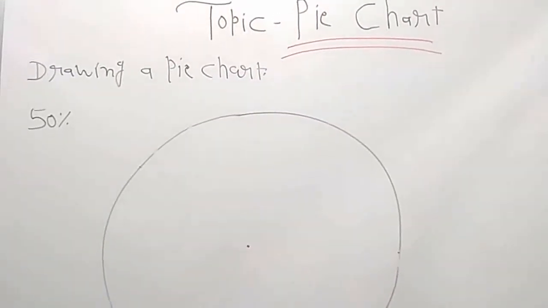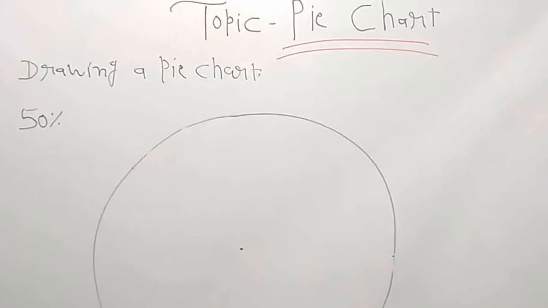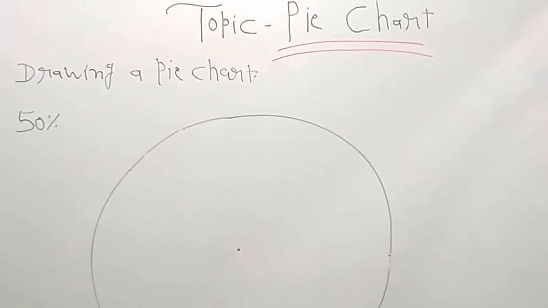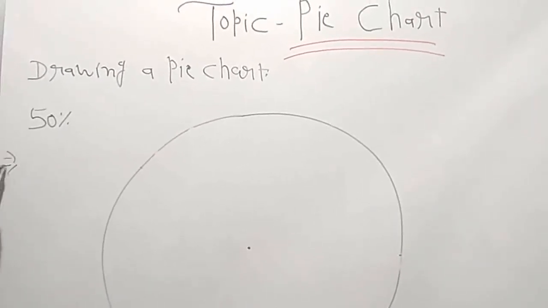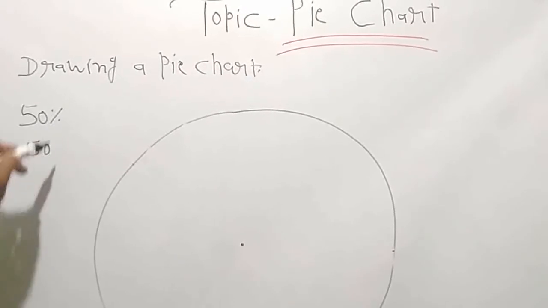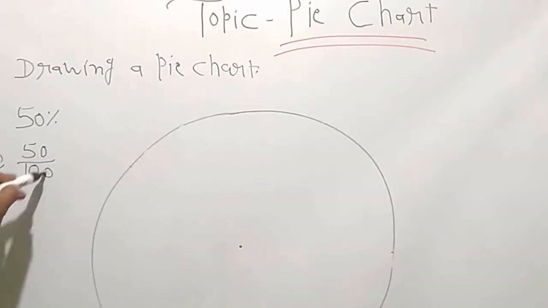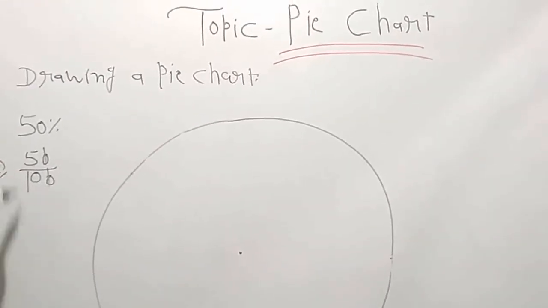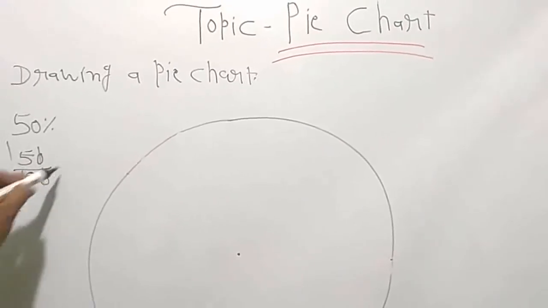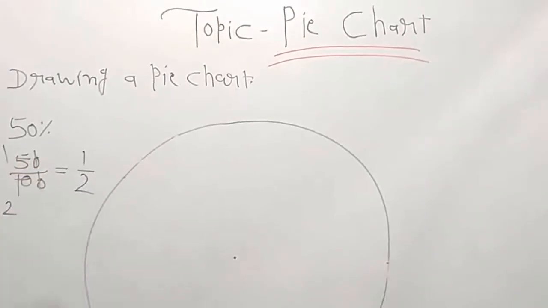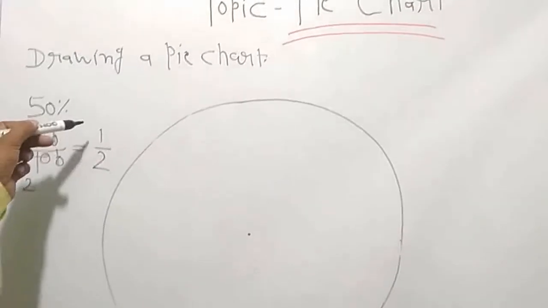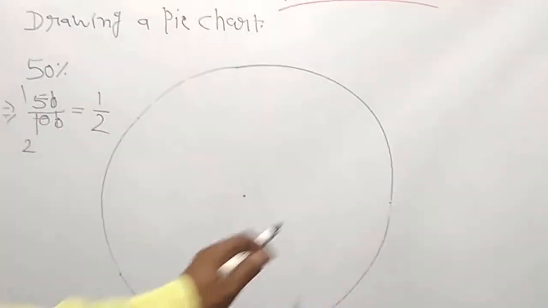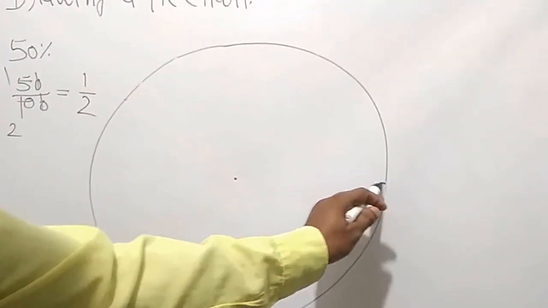Then we convert this 50% into a fraction. How do we convert? We take 50 and this percent is upon 100. So the 0 is cancelled with this 0, 5 1s are 5 and 5 2s are 10. So it is 1 by 2. Easily we can understand it is 1 by 2, which means half of the circle. So we can draw it like this.